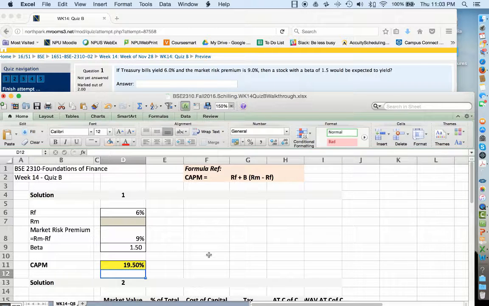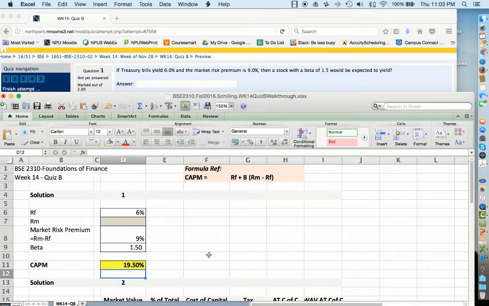Just the way that Moodle is set up, I'll go through everybody's quiz manually. If you entered 0.195, that would be correct. If you entered it as 19.5%, Moodle will tell you that you have an error, but that is in fact correct. There's just a formatting difference. So I will be going through and adjusting anybody's score if that happens.